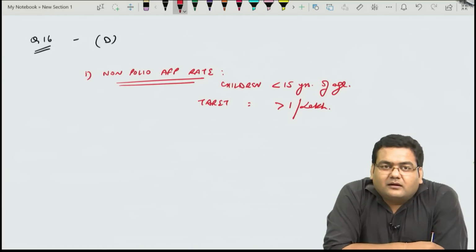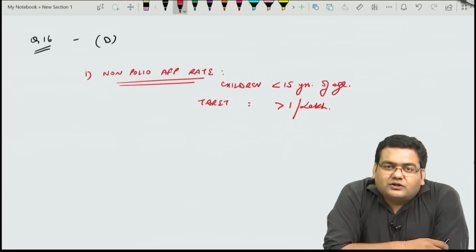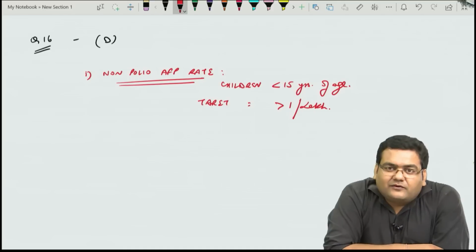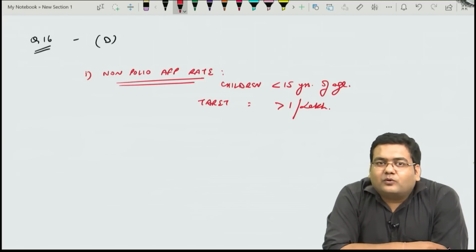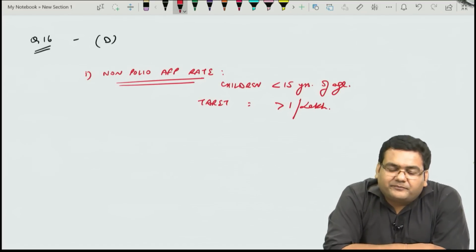Means in a population of 1 lakh in children less than 15 years of age, we should be reporting more than one case of non-polio AFP. Then only we can say our program is functioning properly.